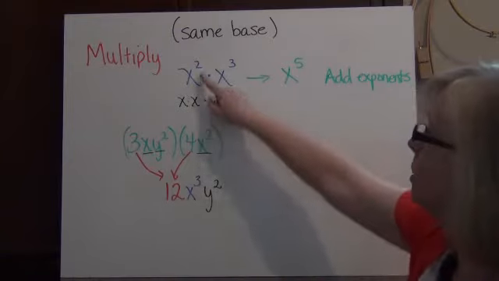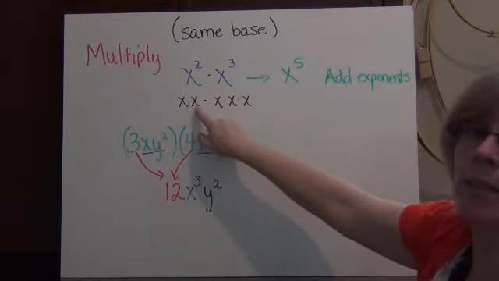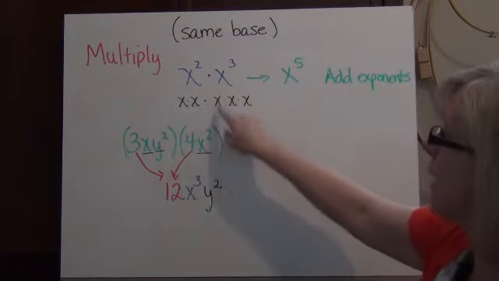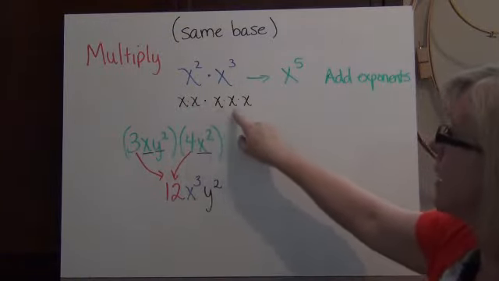Why would that be so? Well, remember, this is shorthand for x times x. So here's 2 of them. This is shorthand for x times x times x. That's 3 of them. 1, 2, 3, 4, 5 of them. That's why it's x to the 5th. Okay? Now, let's look at a more complicated problem.